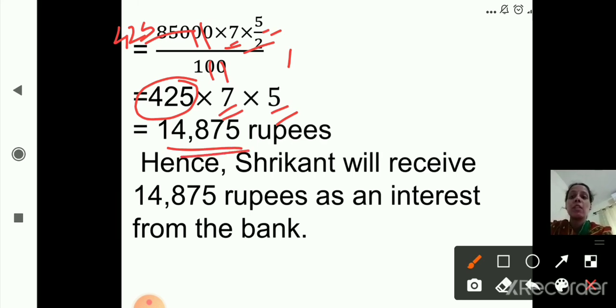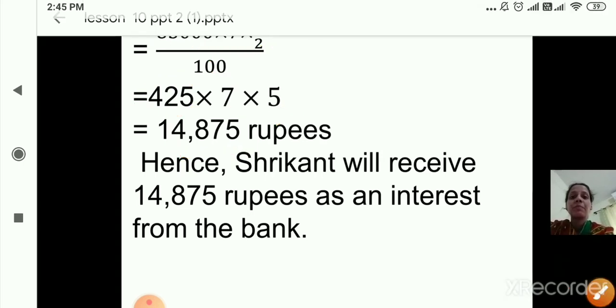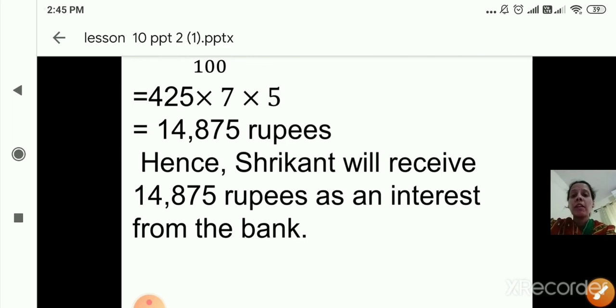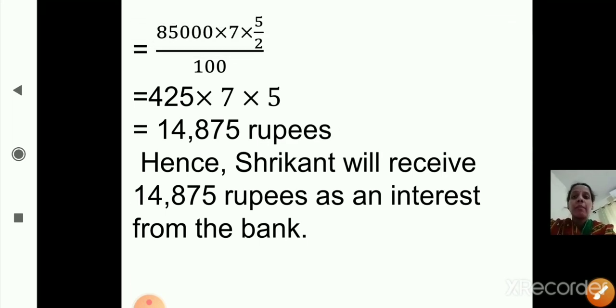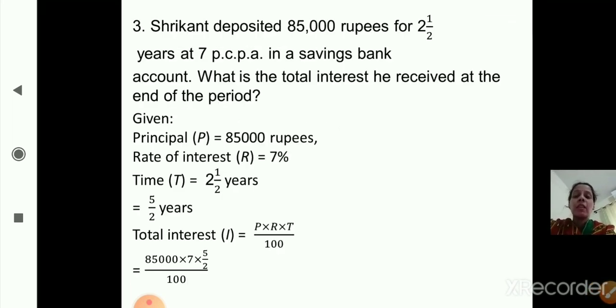14,875 rupees is the interest. I hope you are clear with this. So today we have completed the second and the third sum from practice set 40.